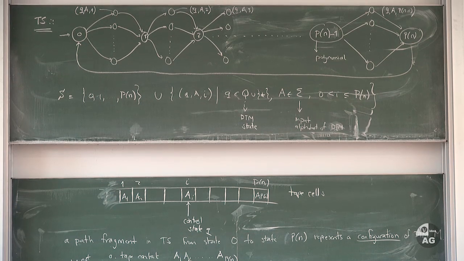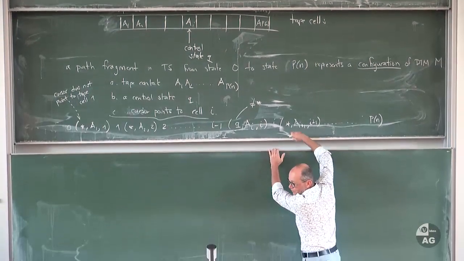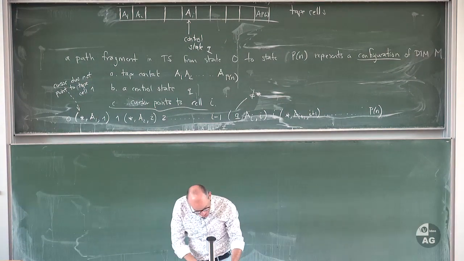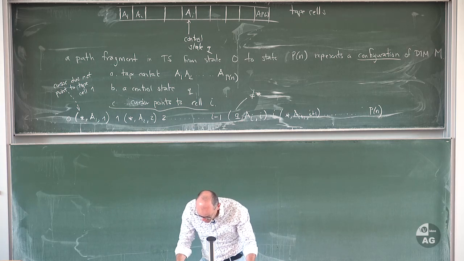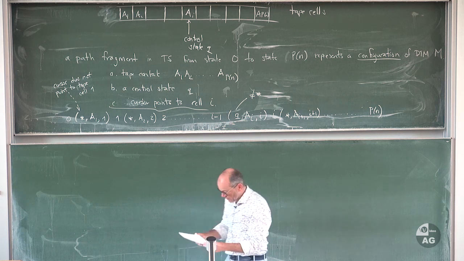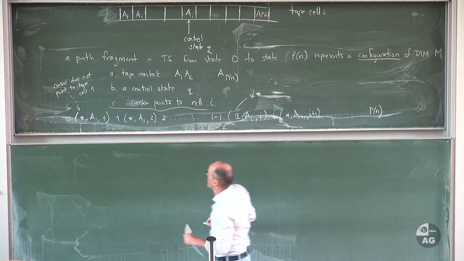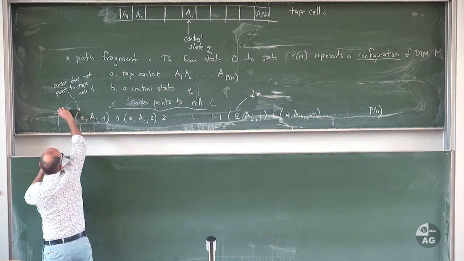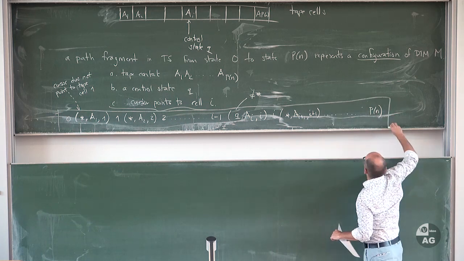Good. So now let's do a computation. Well, not the whole computation. Let's do one transition of the Turing machine. Okay? So let's assume that we move. This is the current configuration that we just have seen here. Yeah, and now we move.